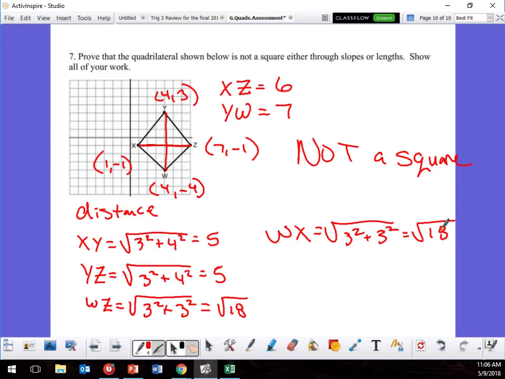Rhombuses. Hey, listen up. I'm almost done here. Excuse me. I know you're excited to be done with this, but come on.